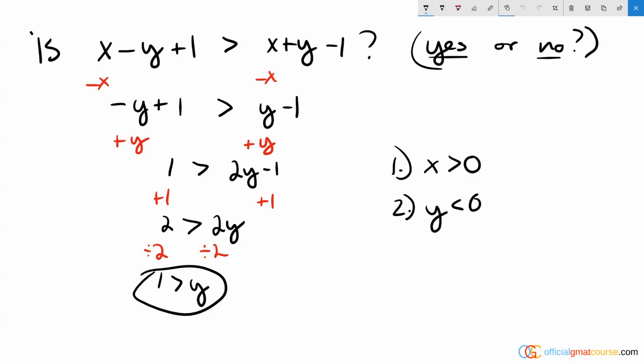We have a yes/no data sufficiency question here, and we're asking, is x minus y plus 1 greater than x plus y minus 1? And it's a yes or no data sufficiency question because we're saying, is this greater than this? Yes or no?